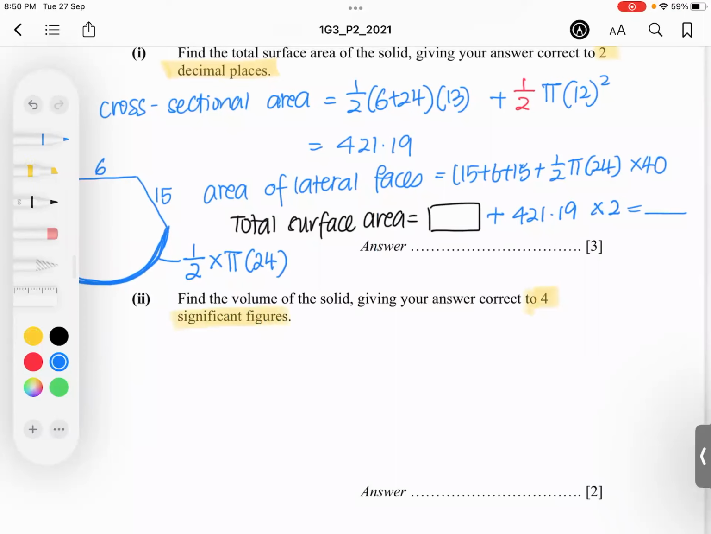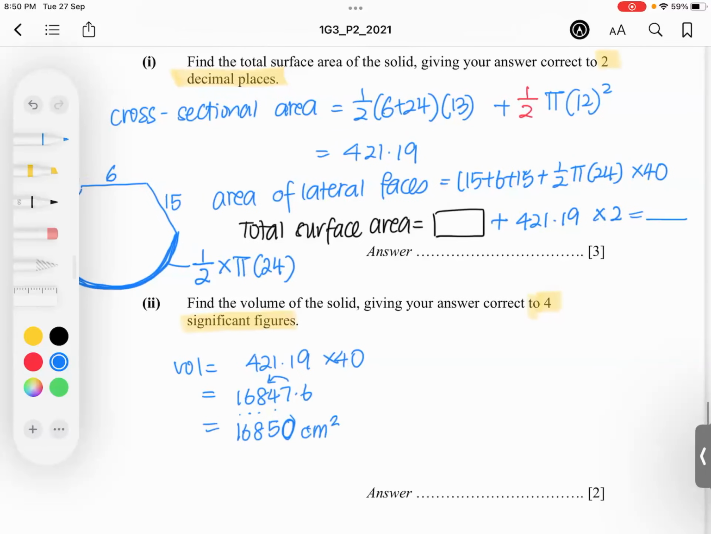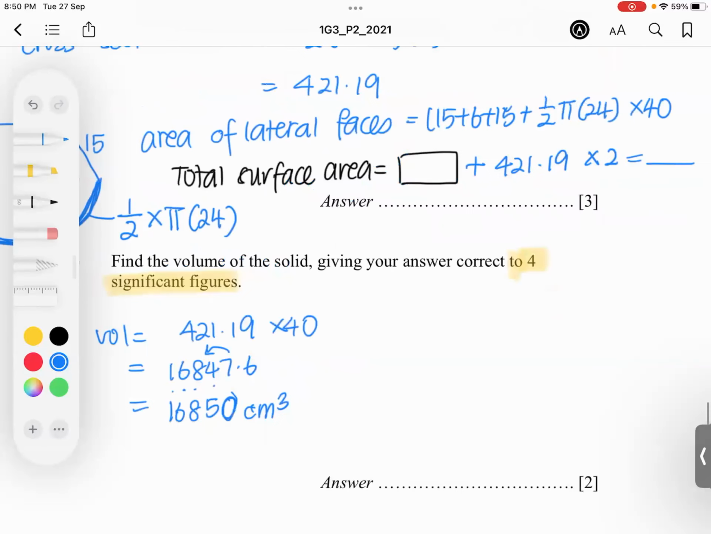again. So this one over here, volume, take the cross-sectional area, which is 421.19, multiply by the whole length, which is 40, then you get your answer. 4 6 feet, 1 2 3 4, round up, 1 6 8 5. Is that all? No, got one more. No, need to write the unit. Yes, okay, cm cube.